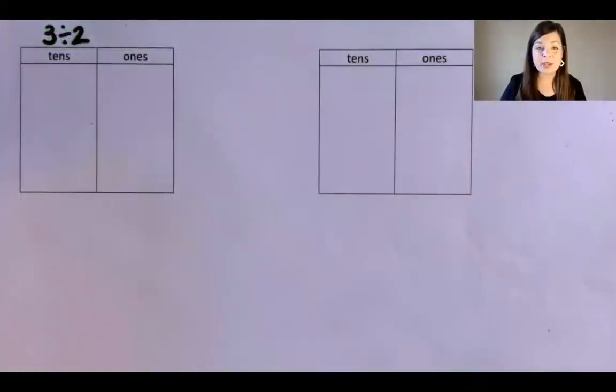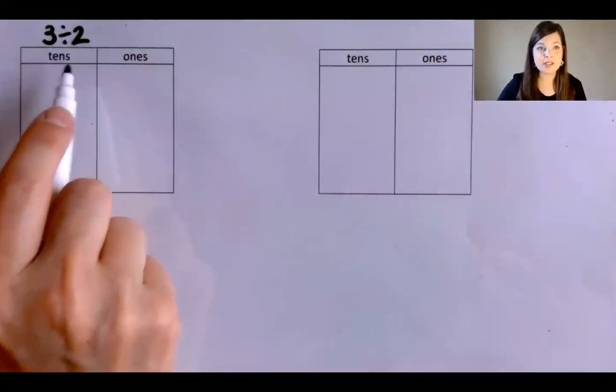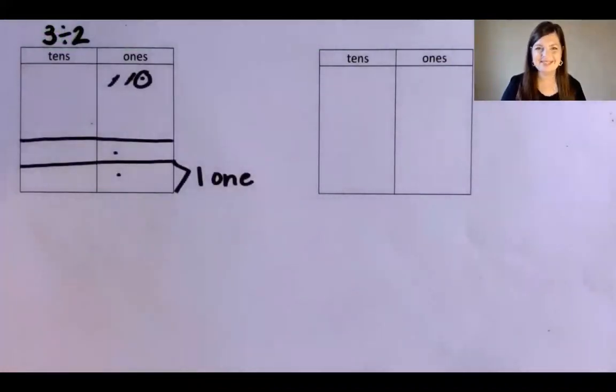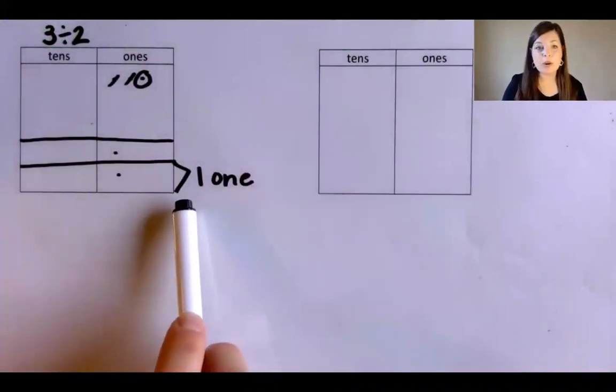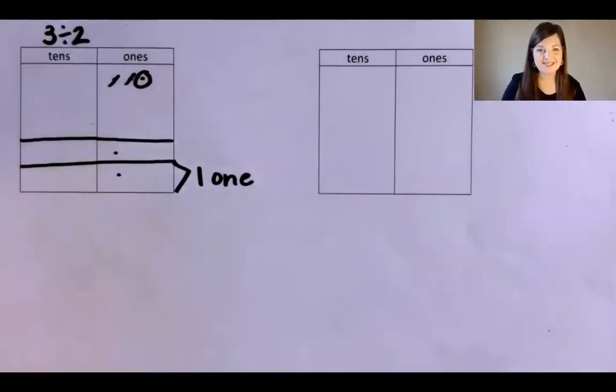Let's start with what we already know. Read the expression. 3 divided by 2. Now pause the video and model 3 divided by 2 on your place value chart, then come back and check your work. So what is 3 divided by 2? The quotient, or the size of each group in this case, is 1 one, and we have 1 one remaining.